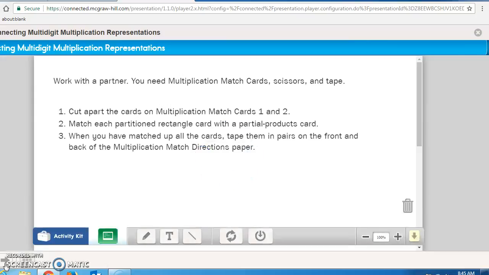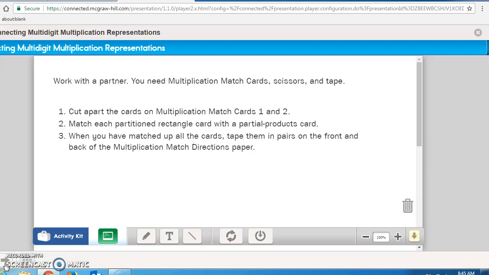There, you're just seeing me quickly going through the page that you have just completed. So this says work with a partner, but you don't need to work with a partner here at first. What you're going to need are multiplication match cards, scissors, and tape. But really, to start out, all I want you to have are the match cards and the scissors.